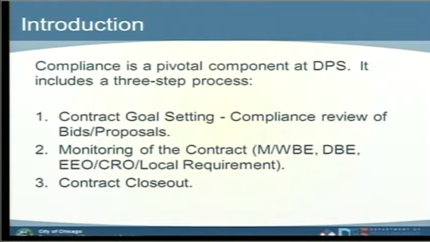The first one, contract goal setting, which is the compliance review of the bids and proposals. The second one is monitoring of the contract for the minorities, women, and disadvantaged enterprises, the EEO, Equal Employment Opportunity, the CRO, the Chicago Residency Ordinance, and the local requirement. And the third is the contract closeout.